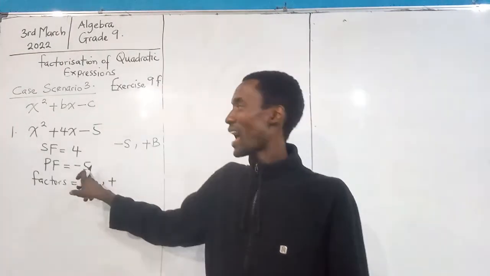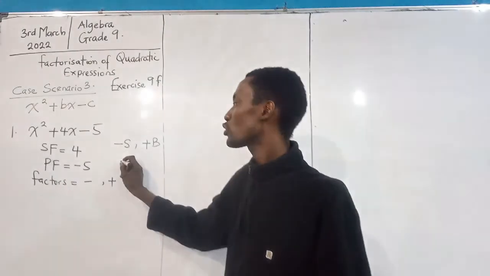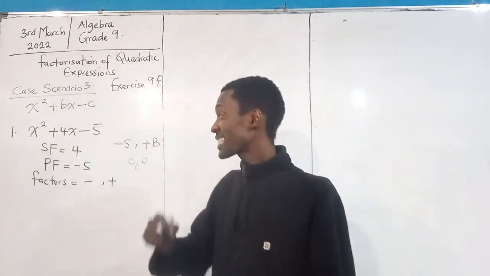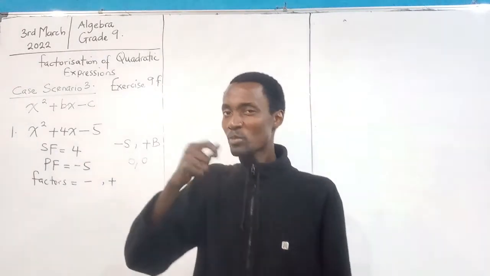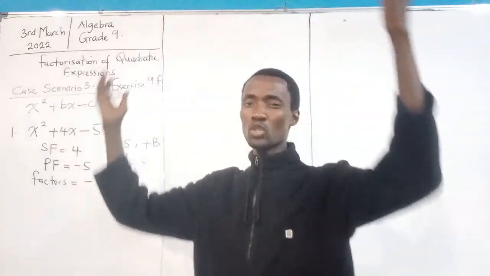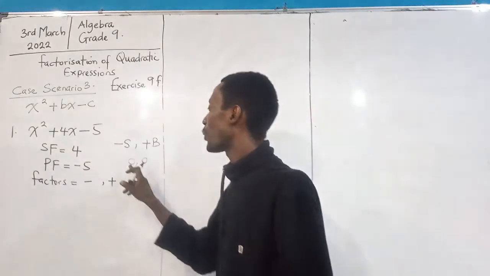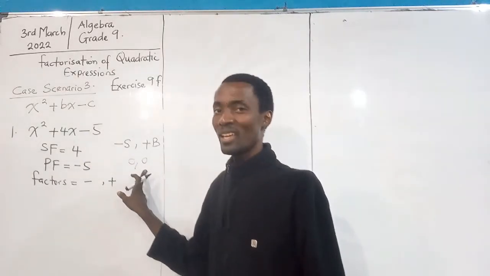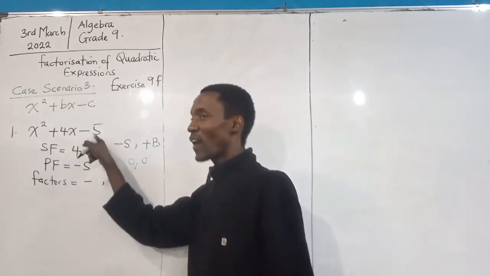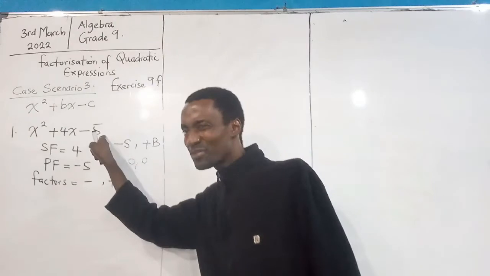Now, to get an odd product, it means that both numbers must be odd. To get an even sum, I don't need to think so much, because I know that if I add up two odd numbers, I'm going to get even. It means that both factors I'm looking for must both be odd. Now, what two numbers will I multiply to get 5?